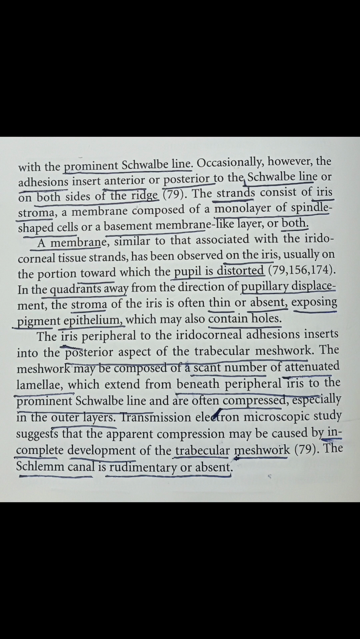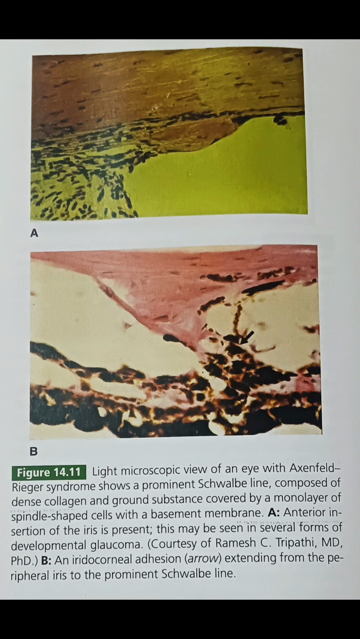Transmission electron microscopic study suggests that the apparent compression may be caused by incomplete development of the trabecular meshwork. The Schlemm canal is rudimentary or absent. Page number 230, figure number 14.11, light microscopic view of an eye with Axenfeld-Rieger syndrome shows a prominent Schwalbe line composed of dense collagen and ground substance covered by a monolayer of spindle-shaped cells with a basement membrane.